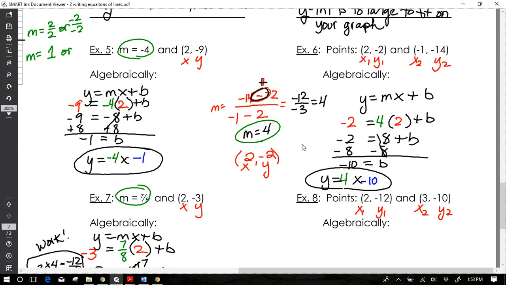And then I took my slope and my y-intercept and I put them together for my final answer. Here is my work for example number 6. I had to find my slope first because I have 2 points that I was given. And notice that I had to do on the top of my fraction, -14 minus -2. And so when you see two negatives together like that, we need to remember that that changes to a plus sign. Let's go take a look at number 8.